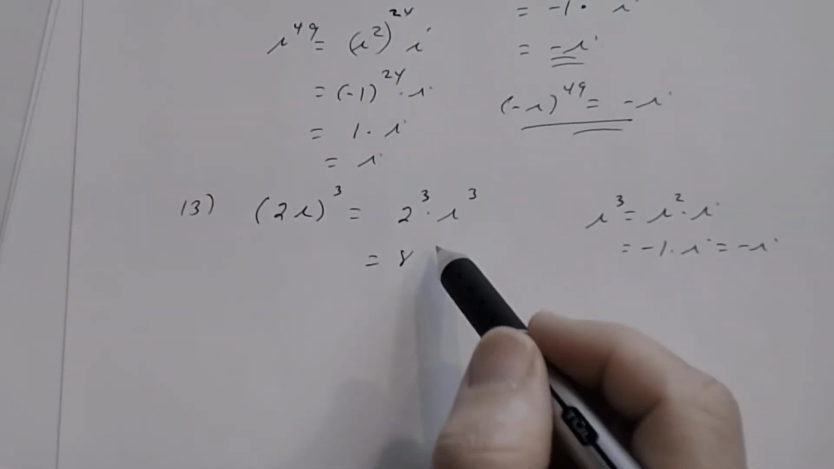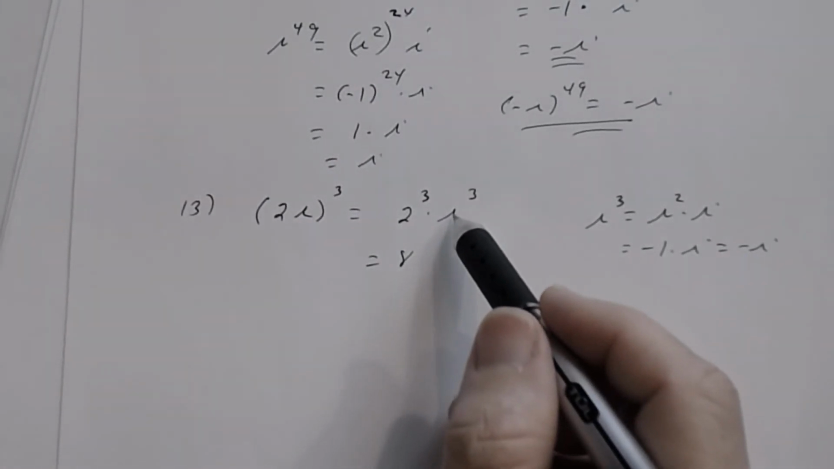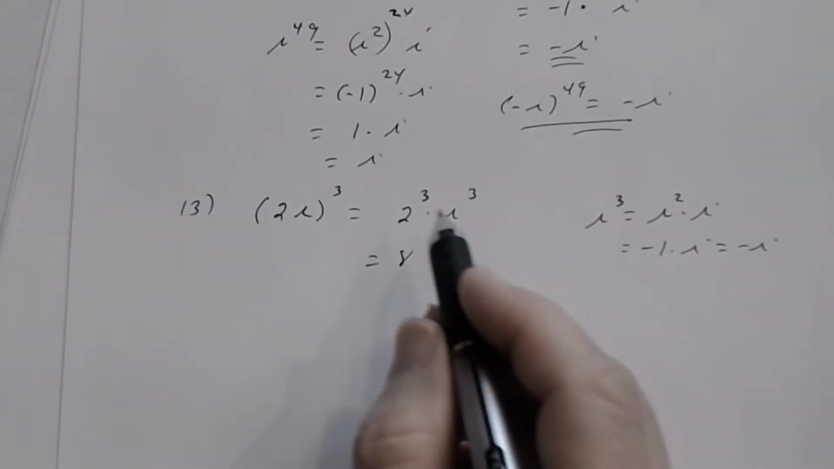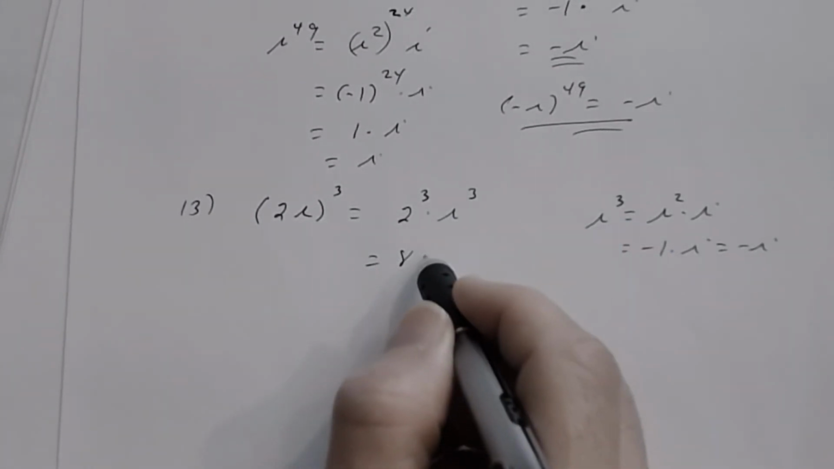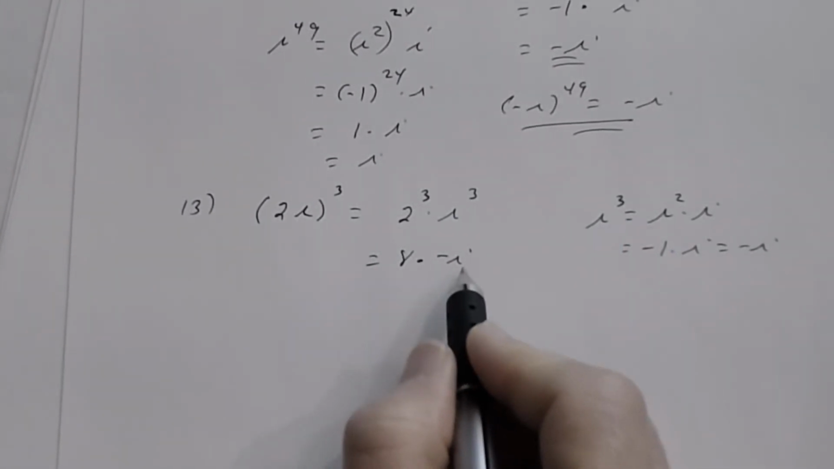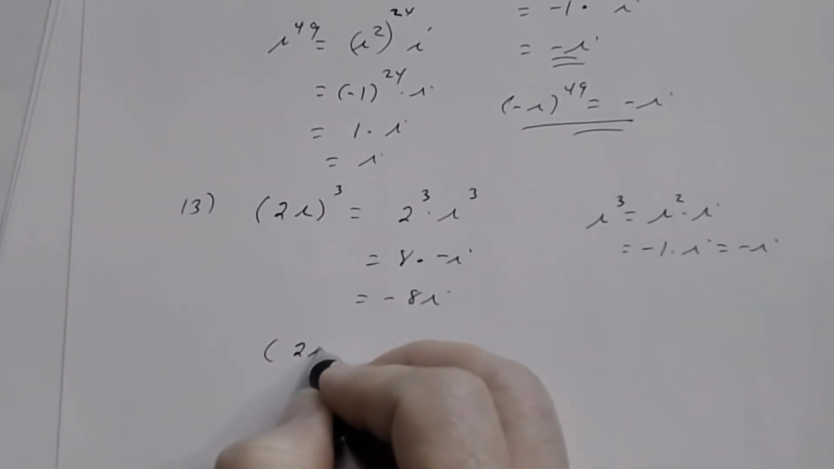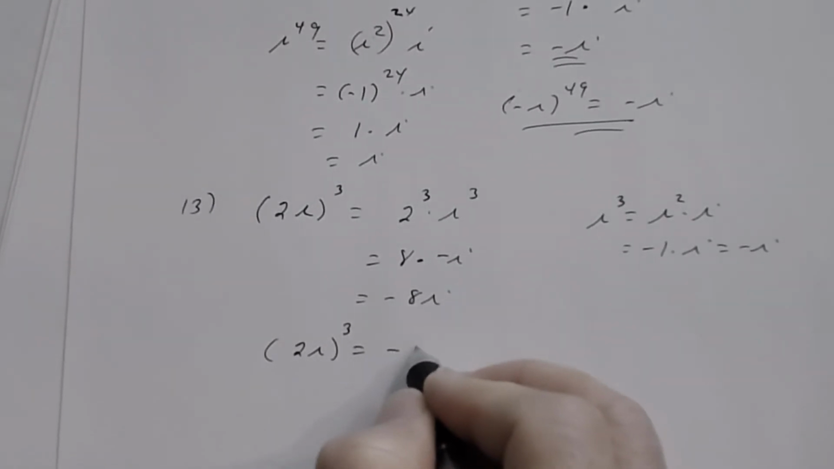And so i cubed, you should have already known that was negative i. But if you didn't, no big deal, you just go ahead and work it out. So i cubed is negative i, so this becomes times negative i, and 8 times negative i becomes negative 8i. And so we found that 2i to the third power equals negative 8i. Okay? So that's what we found. All right, number 14. Let's look at 14 real quick. So see, it's not that bad. Simplifying powers of i is not that bad. It's not a difficult situation.